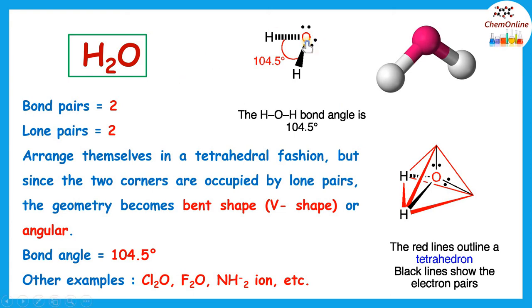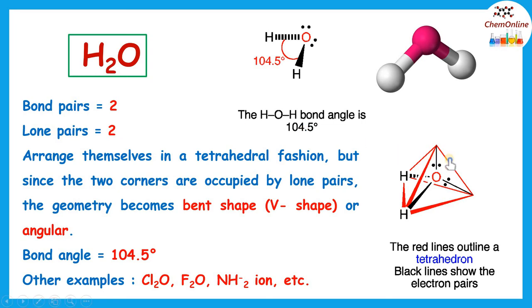Oxygen is the central atom here. It has 6 valence electrons. Out of the 6 valence electrons, 2 electrons are shared with the 2 hydrogen atoms, so that it will have 2 bond pairs. The remaining 4 electrons are on the oxygen atom, so that will form 2 lone pairs. So we have 2 bond pairs and 2 lone pairs, so total 4 electron pairs. If we have 4 electron pairs, the expected geometry according to VSEPR theory will be a tetrahedral geometry.